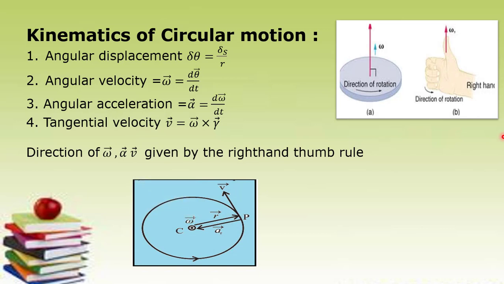Here the velocity direction is in this way and the point P is there. This is the radius and this is the angular velocity, that is omega.